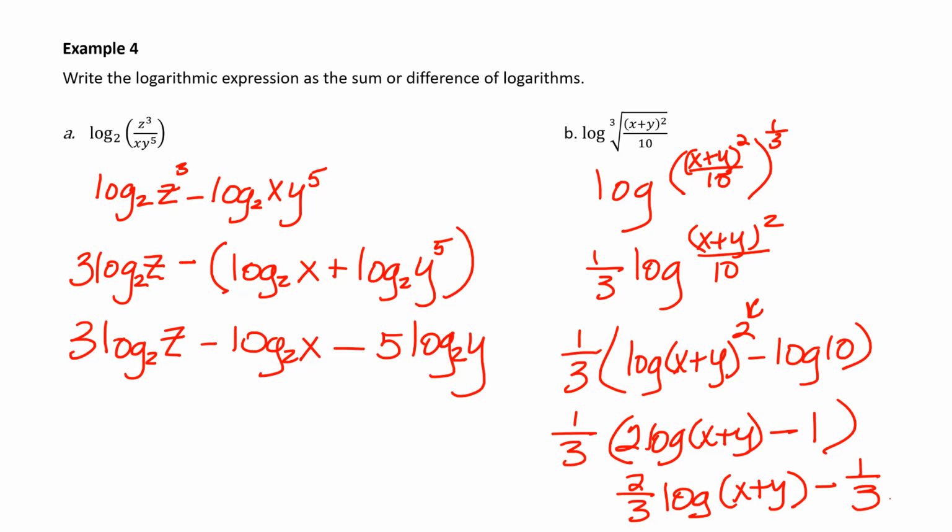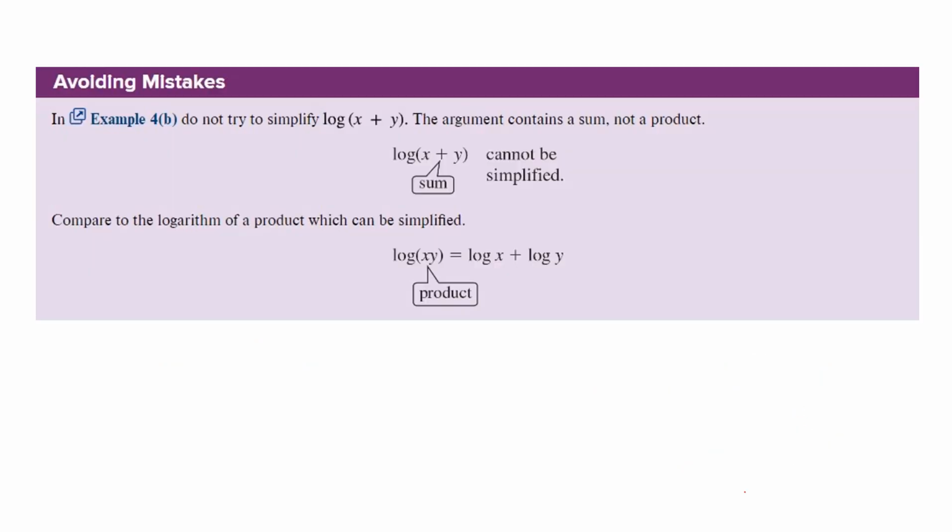And here is where sometimes it gets confusing, because sometimes if you see a sum in your log argument, you think, oh, I can add log x plus log y. But no, that is not true. What's true is log of x times y is equal to log x plus log y. But if you've got a sum in your argument, you can't do anything with that. You have to just leave it alone. So I'll just say it one more time. Do not try to simplify log of x plus y. The argument contains a sum, not a product. So this cannot be simplified.